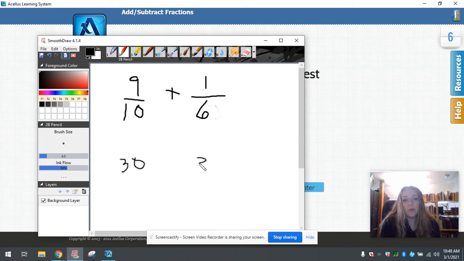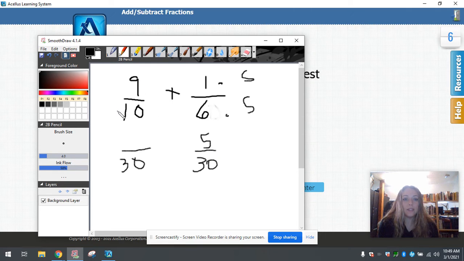So how I get my numerators if I use this mental math method is what I have to multiply to get to 30, I have to multiply the numerator by. So if I do 6 times 5, I get 30. What I do to the bottom, I'm going to do to the top. 1 times 5 is 5. So 1/6 is equal to 5/30.